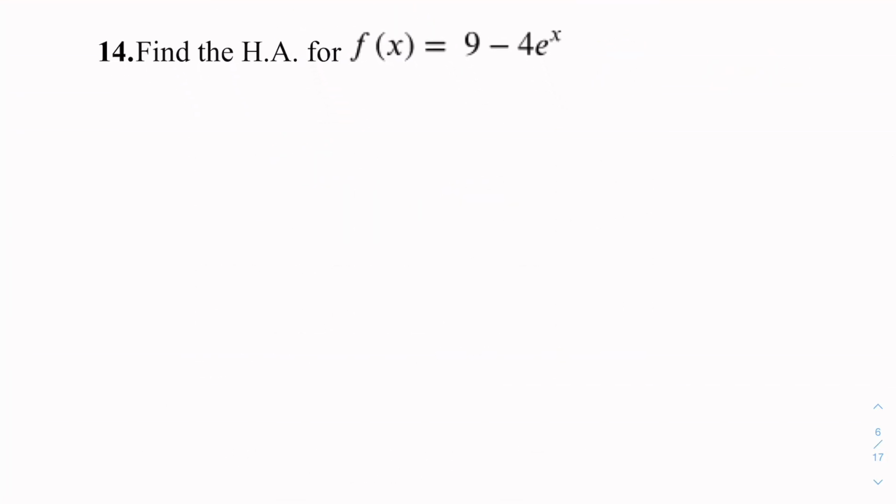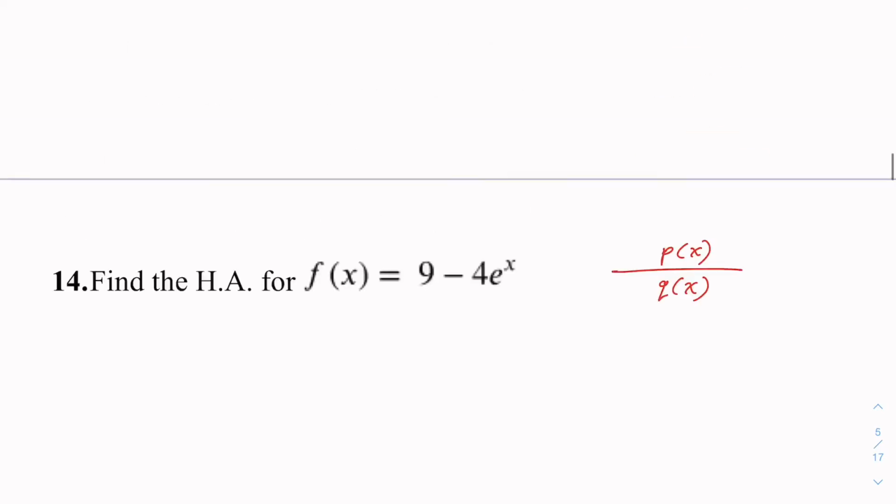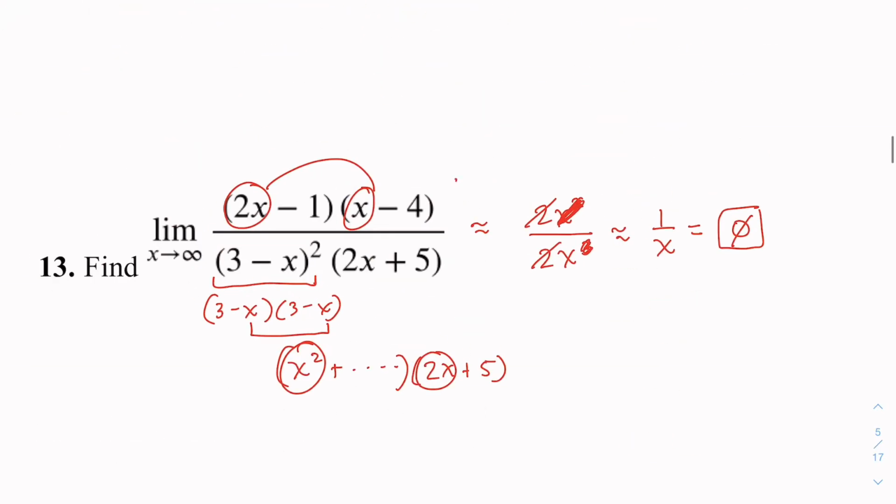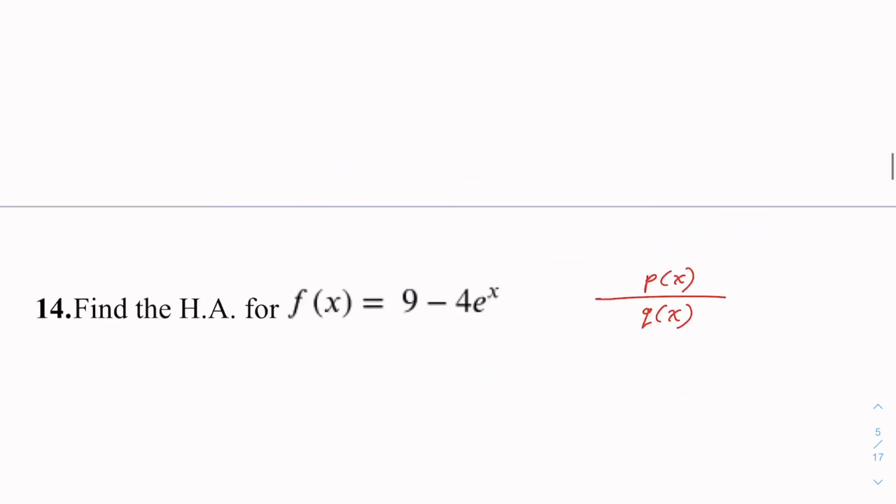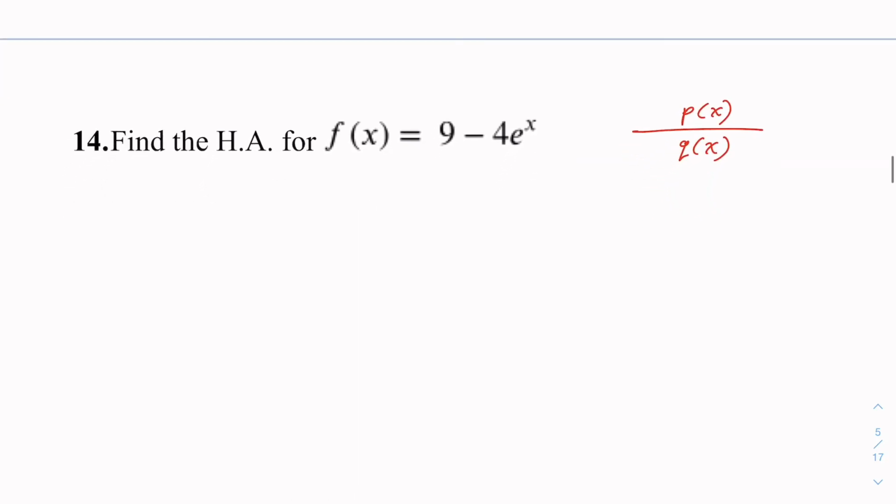Okay, now we're no longer dealing with rationals, which are fractions, and polynomials, like we were before, right? Everything we've done so far has had some sort of polynomial on top and a polynomial on the bottom. But now I'm just seeing an exponential curve. So it's important here to know what your exponential graphs look like.